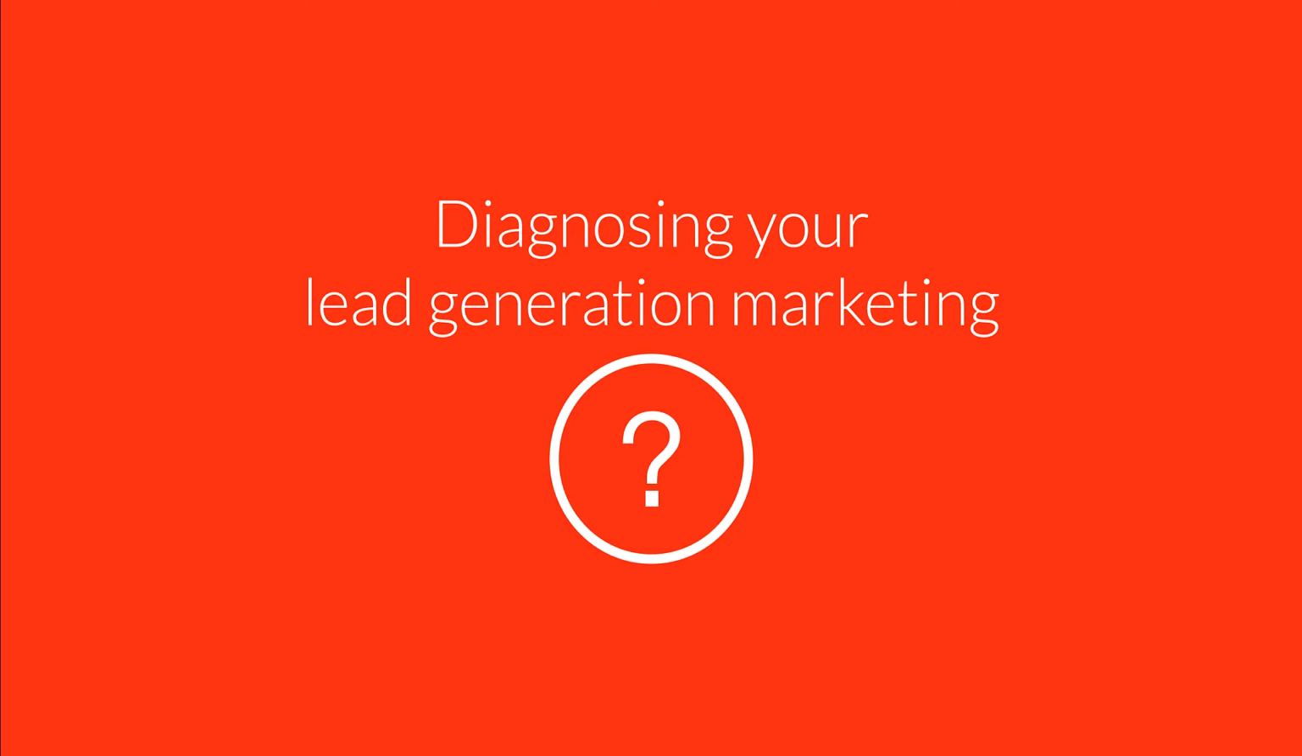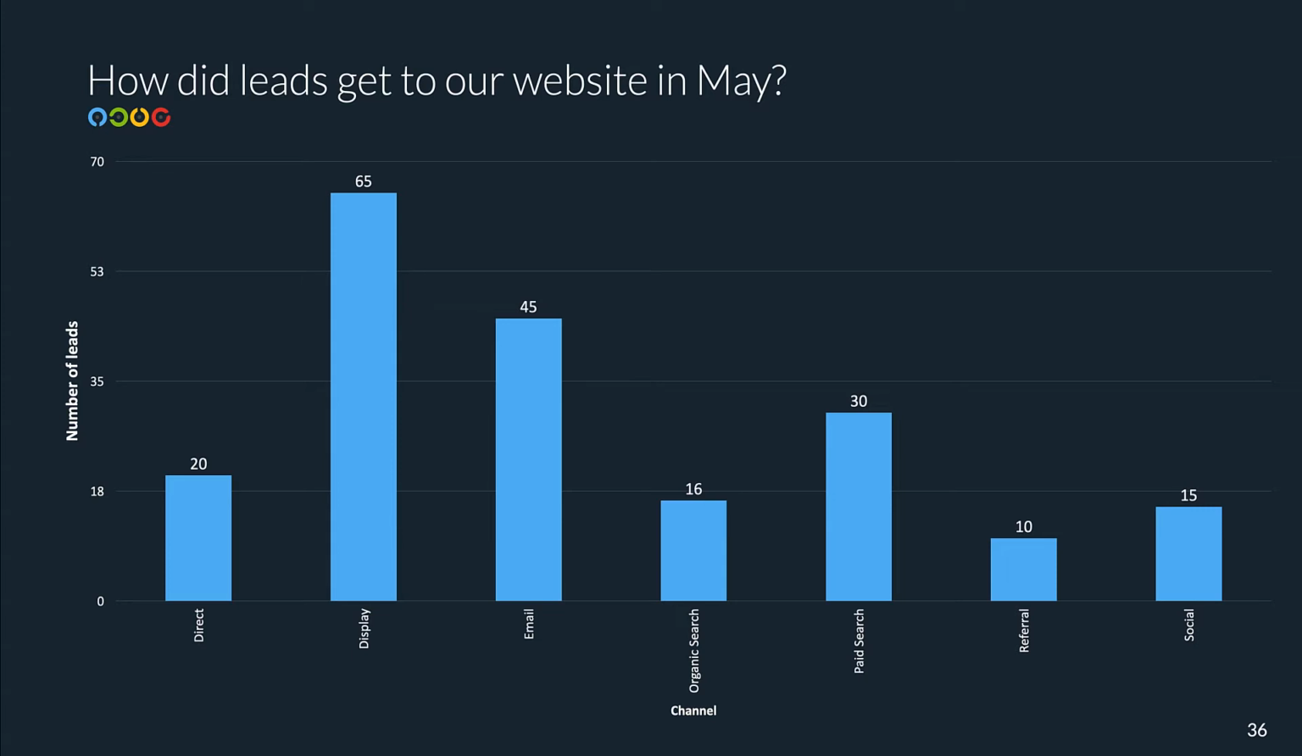Today we'll be looking at part 2 of our lead generation marketing series, specifically targeting how to diagnose your lead generation marketing. We will do this in 5 simple steps. Step 1 is identifying how the leads got to your website.